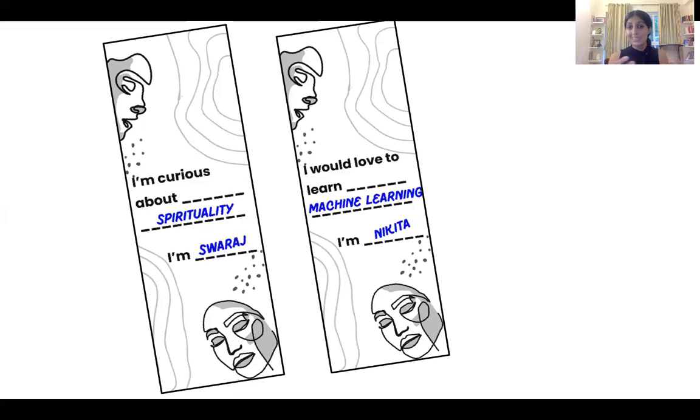The second question is, who are you? So you can do a switch where people don't take home their own bookmarks, but put all the bookmarks in a box and then people pick one up randomly. I might get Nikita's bookmark and Swaraj might get mine, and I take Nikita's bookmark with me.